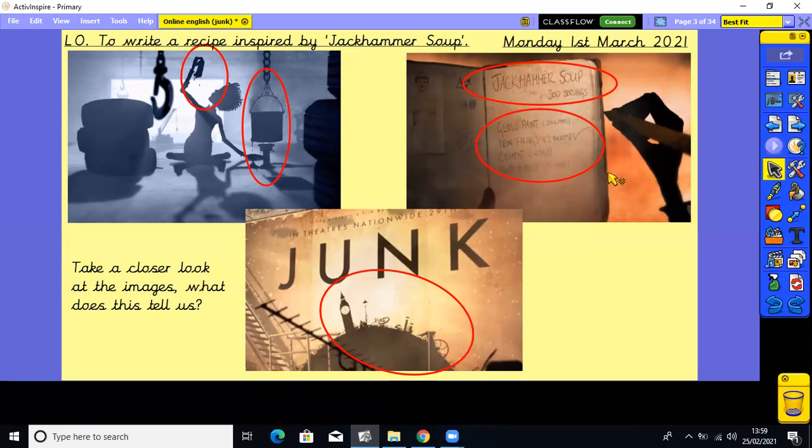And then on the top right, we have a really interesting one. It looks like someone's writing in a book, and it says Jackhammer Soup, 300 servings. That makes me think this person is writing a recipe for Jackhammer Soup to serve 300 people. Then we've got some ingredients: gloss paint, iron filings, cement, and nuts and bolts. This isn't our usual recipe, so that makes me think there's something different about this video and the ingredients they're using to write a recipe.